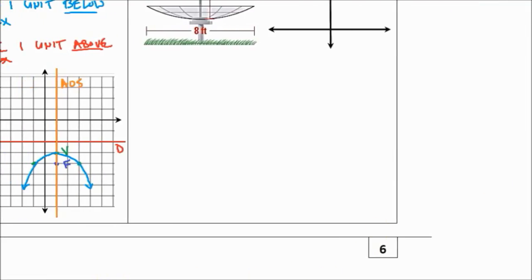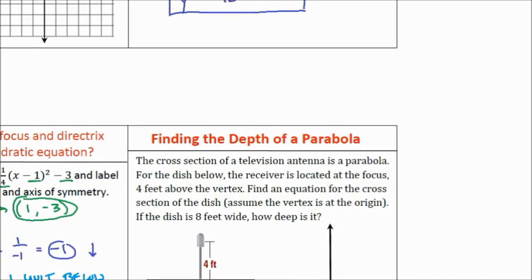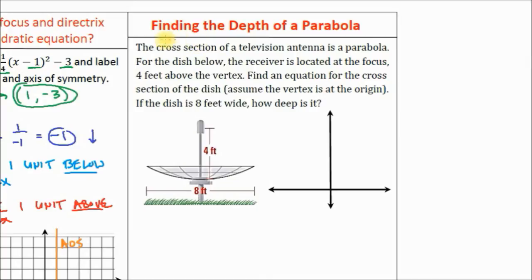Alright, let's take a look at the next one. Only got about 6 minutes to go, so I gotta hustle. Finding the depth of a parabola, so make sure you have that title, Finding the depth of a parabola. The cross-section of a television antenna is a parabola. For the dish below, the receiver is located at the focus 4 feet above the vertex.